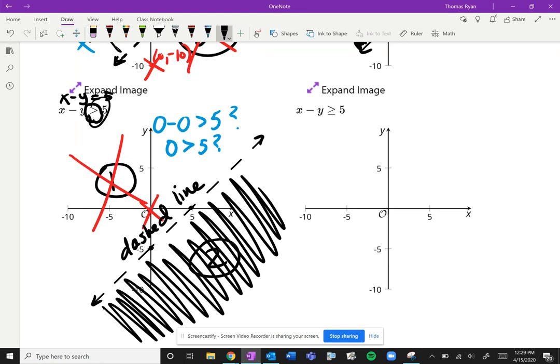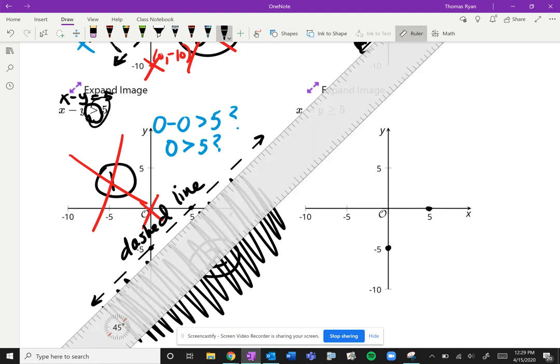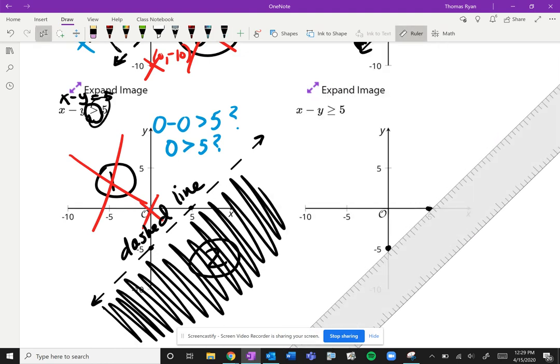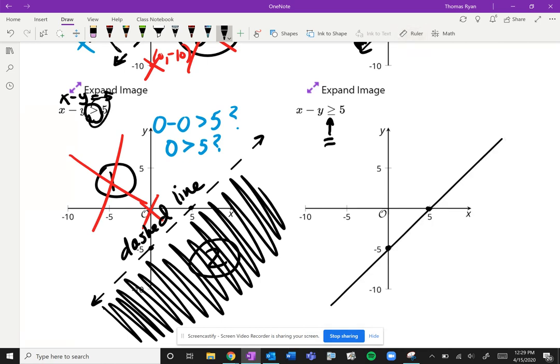So let's put this all together here. Let's see if we can just do this right away. So x minus y is greater than or equal to 5. So we know that the line, should we have dashed or solid? Think about dashed or solid. Yes, we're going to have solid because this includes the equal to, and we know that solutions of a line are on the line. So we keep it solid, and then we say, okay, x minus y needs to be greater than or equal to 5.